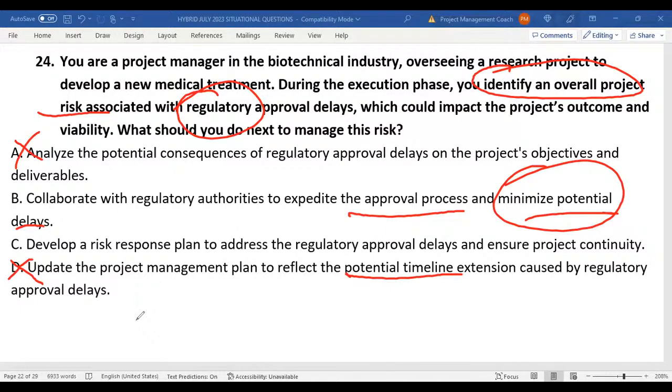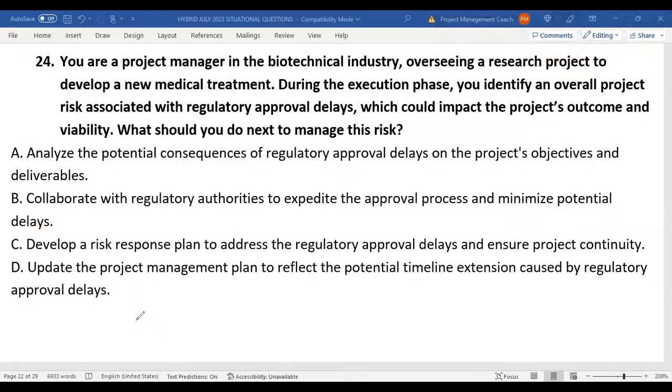Really? Think about this. Let's go back to the question. It says, during the execution phase, you identify an overall project risk associated with regulatory approval delays, which could impact the project's outcome and viability. So this is important. But when it comes to regulatory delays, expediting the approval process and minimizing potential delays is out of your control. You cannot bank on that. That would not be the catch-all answer.